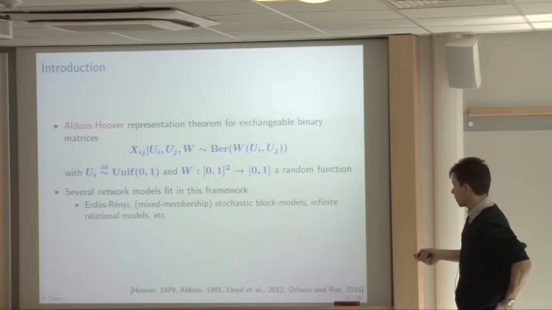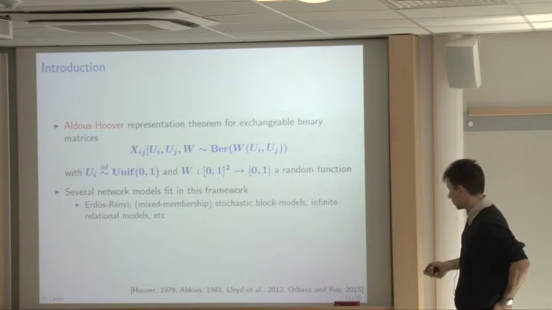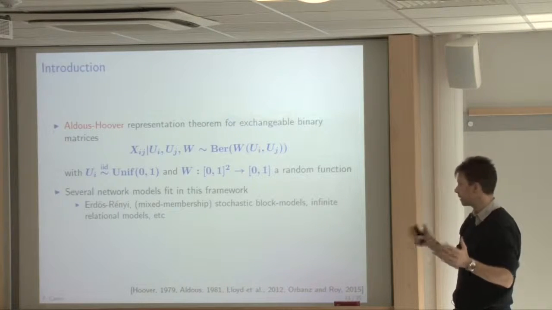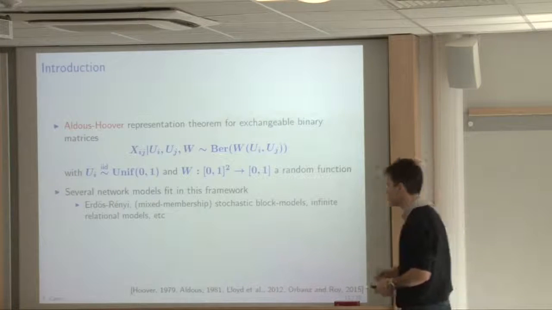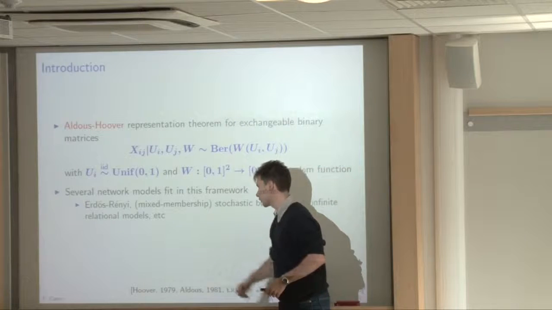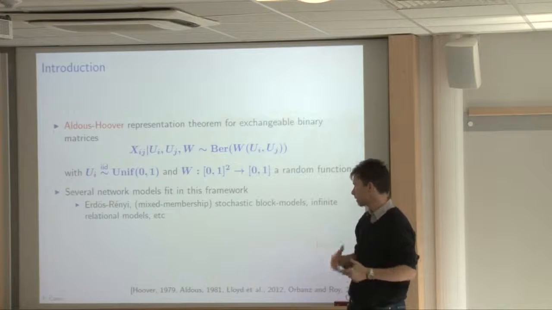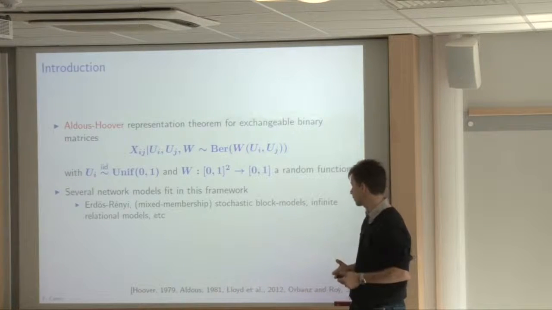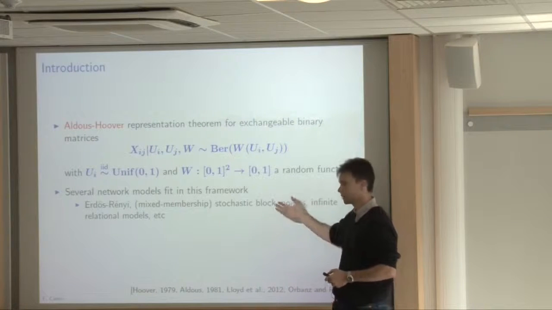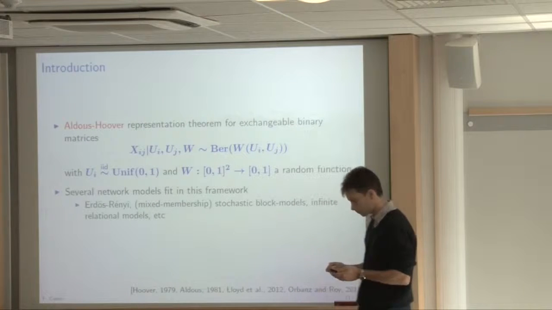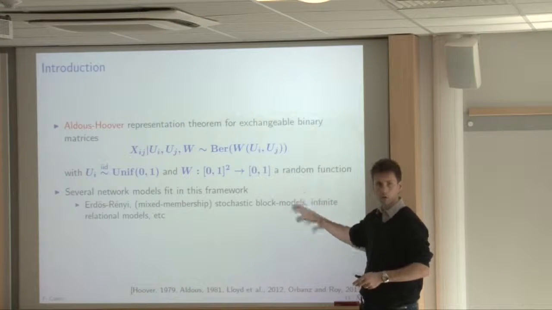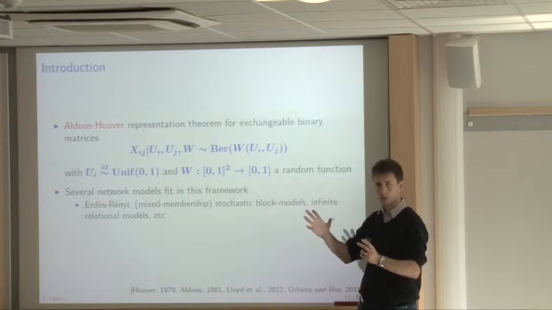As noted in a recent review by Orbanz and Roy, several network models or Bayesian versions of network models fit into this framework. For example, the Erdos-Renyi model, stochastic block models, mixed membership stochastic block models, a Bayesian nonparametric version of the stochastic block model, etc. So that's fine. Those models can capture a lot of structure within the network.